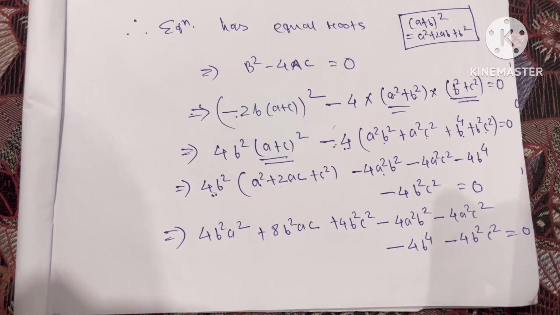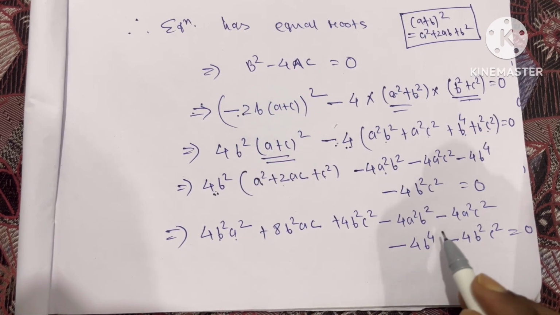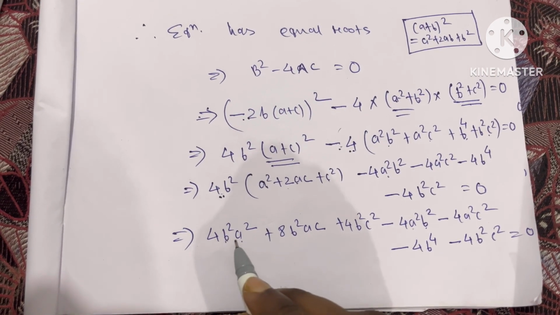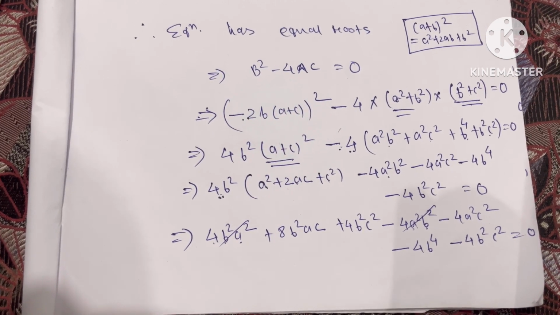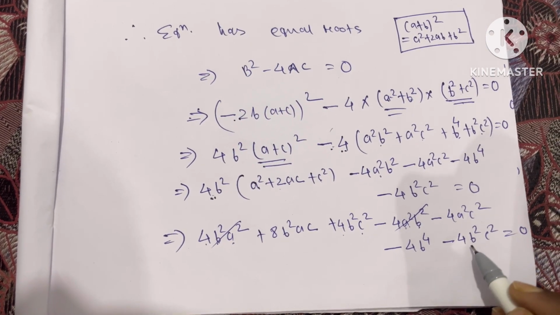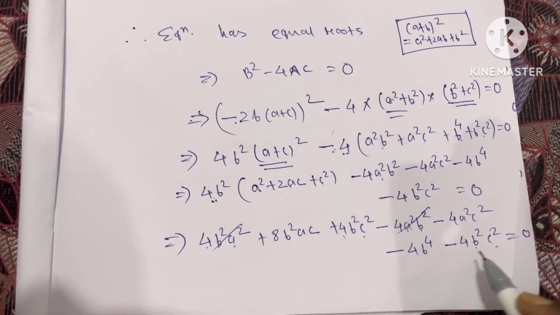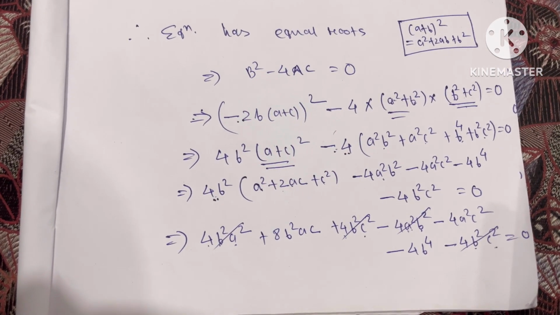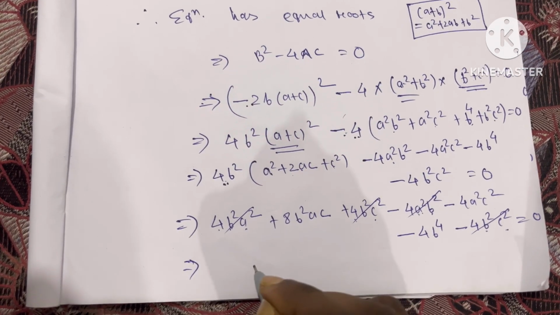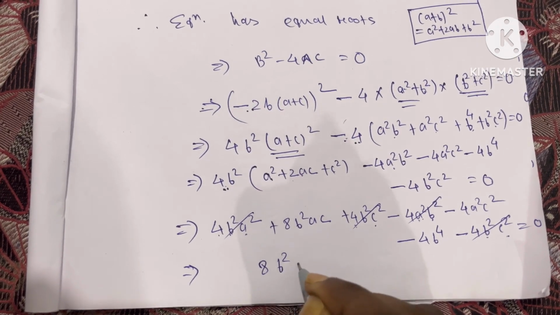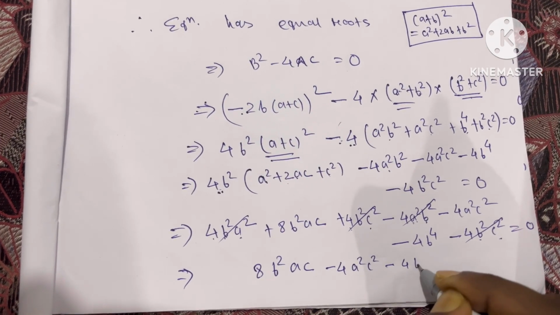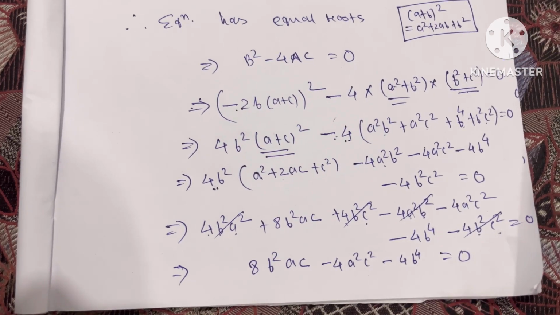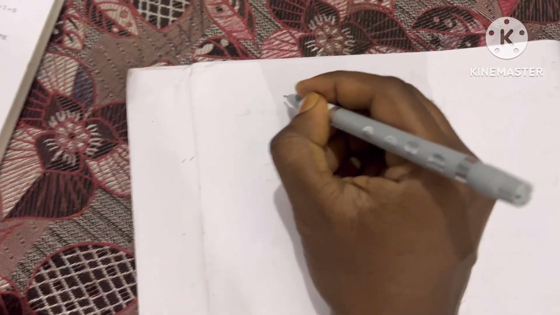0. Now you see some common terms are here. 4b square a square, and 4a square b square, 4b square a square and a square b square: one is positive, one is negative, so we can cancel. Then 4b square c square and plus 4b square c square, so this cancels. So after cancelling, what did I get? 8b square ac, then minus 4a square c square, then minus 4b power 4 is equal to 0. Clear?